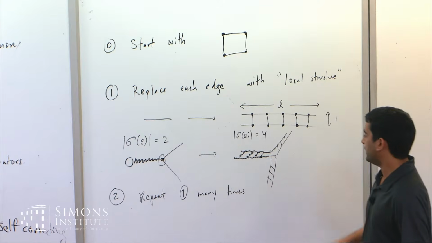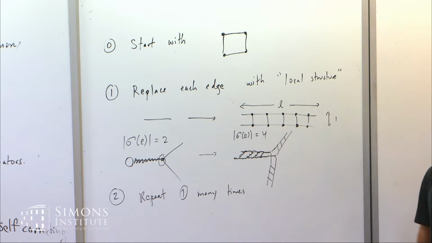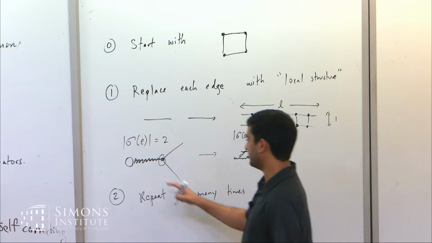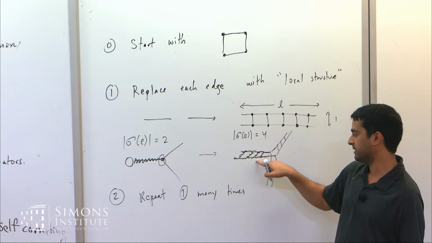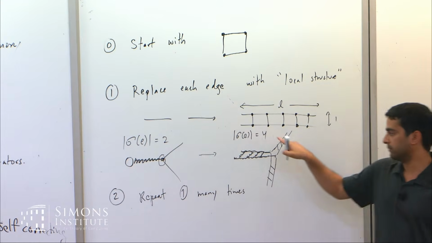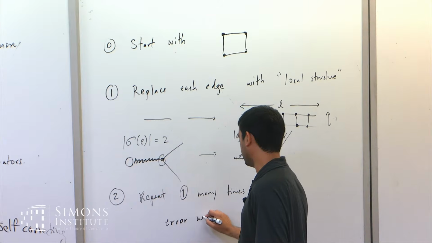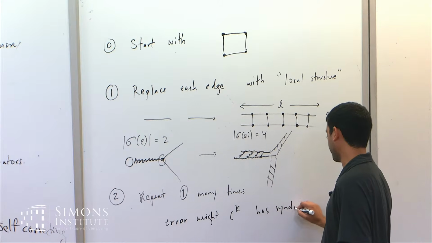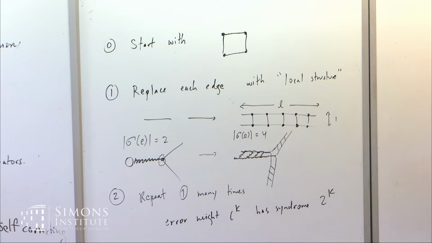Okay? It essentially means that when I repeat this procedure many times, say k times, the image of this error would have size c to the k, because under this map the image of the error gets multiplied by some constant factor c. But it would have syndrome weight 2 to the k. So an error with weight c to the k has syndrome with weight 2 to the k. Okay? And this is a very good property to have, right?